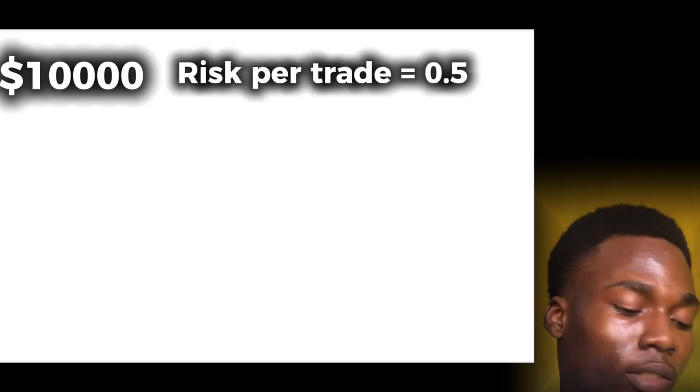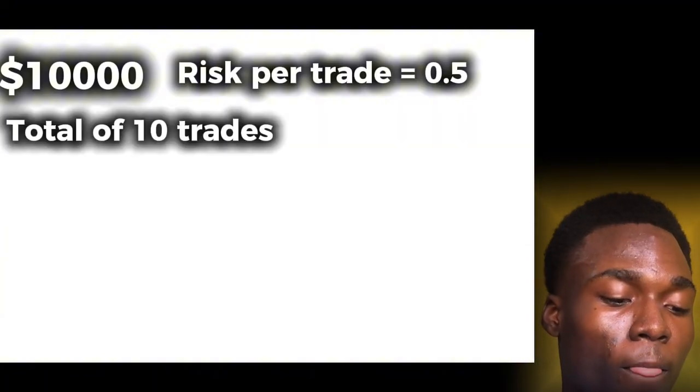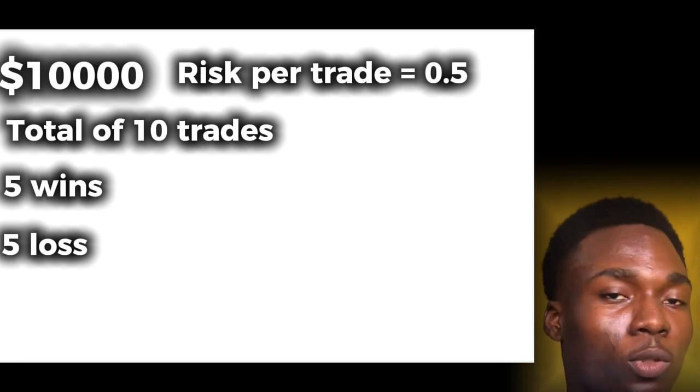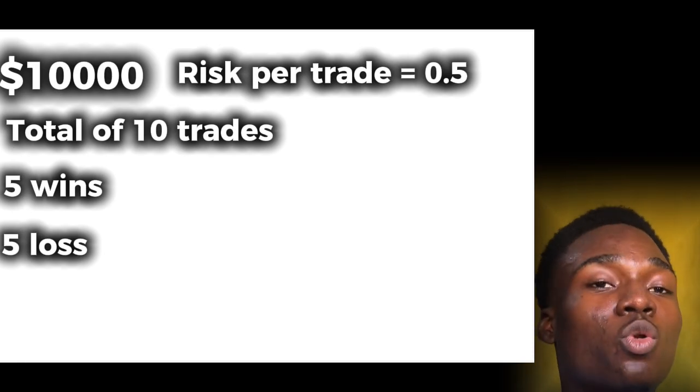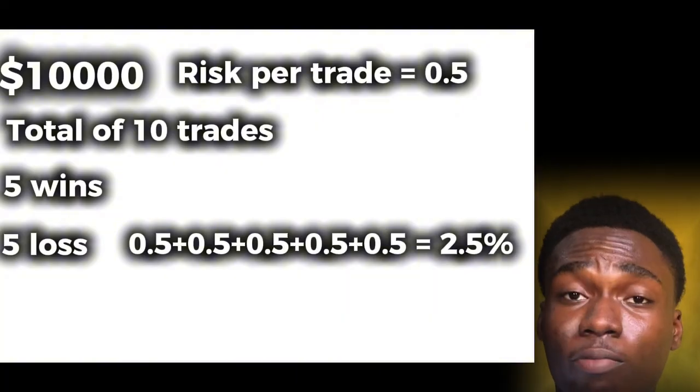So that's where risk to reward comes in. Let's say you're taking a total of 5 trades. I might do some annotation on the screen so you can understand fully what I'm trying to pass across to you. Let's say you take a 10K account and you're risking 0.5% per trade. Now, let's say you have a total of 10 trades, with 5 wins and 5 losses. When you lose 5 trades, you lose 0.5, 0.5, 0.5, 0.5, 0.5. You are going to lose 2.5% of the account.